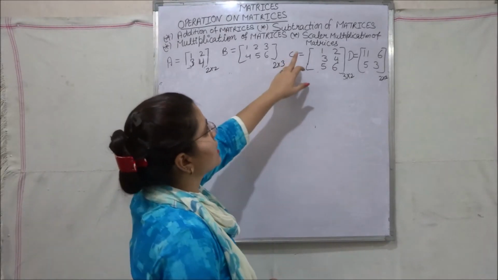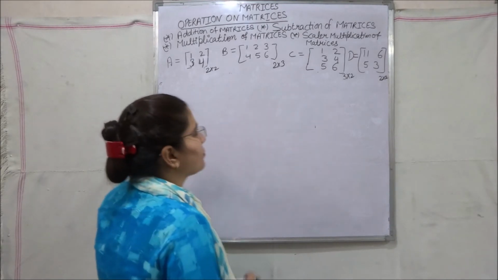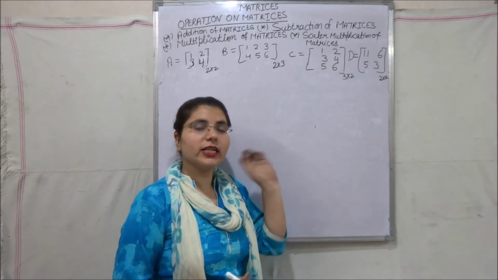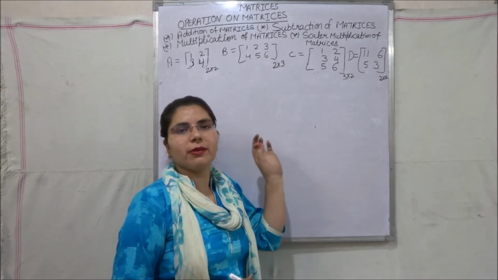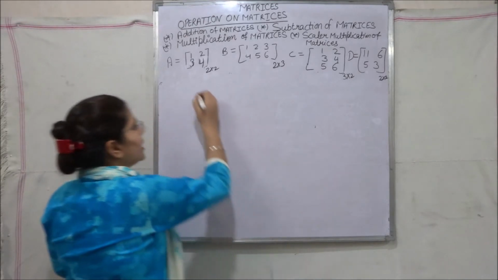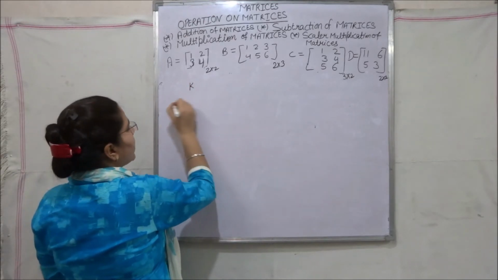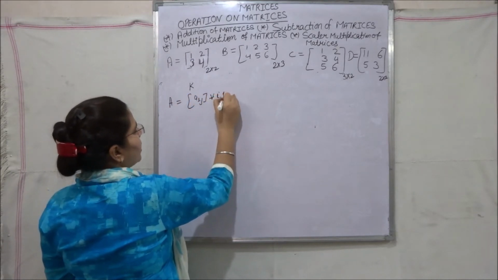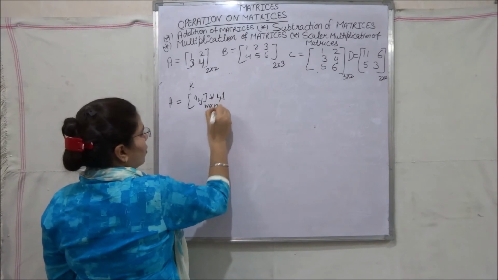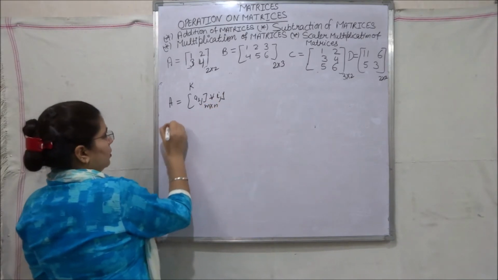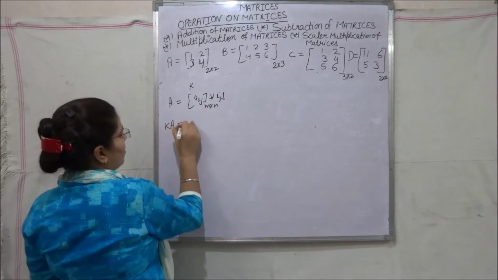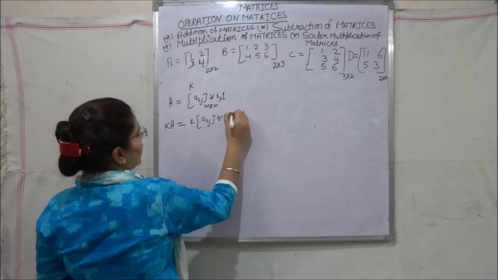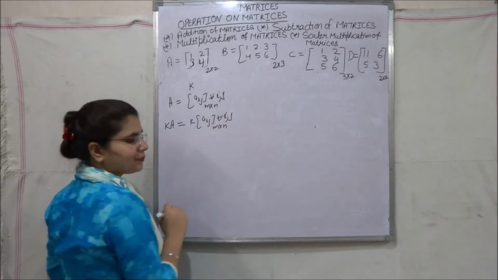Now we will do the scalar multiplication of the matrix. A scalar is any number which, when multiplied with any matrix, will be multiplied with every element of that matrix. Let us suppose K is any scalar and A matrix is Aij for all i and j of order m cross n. Then if we multiply a scalar K with the matrix A, it will be written as K times Aij for all i and j of order m cross n.